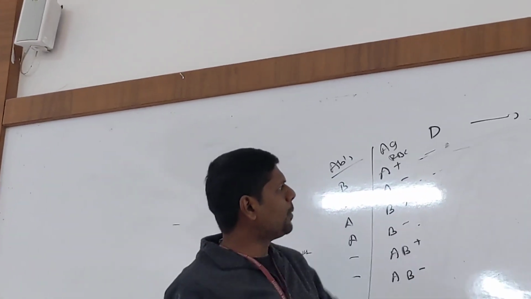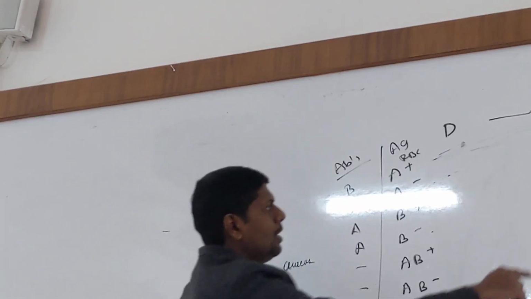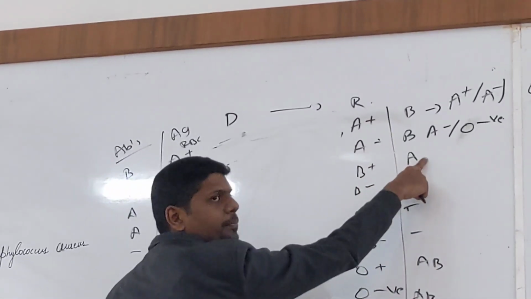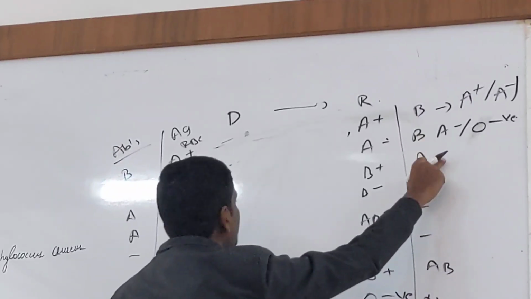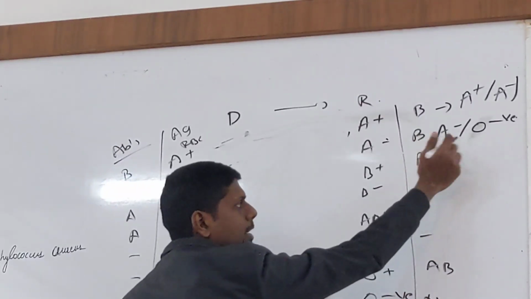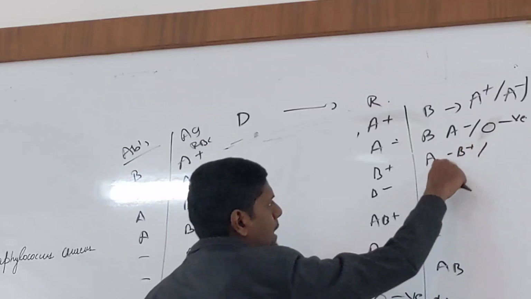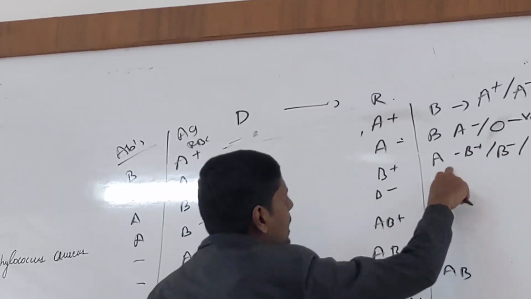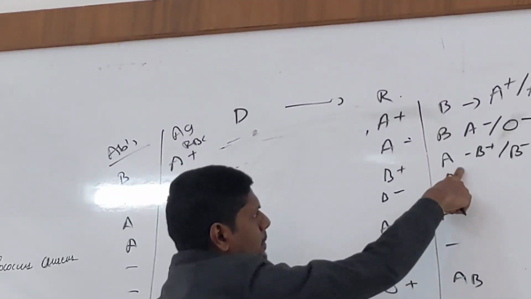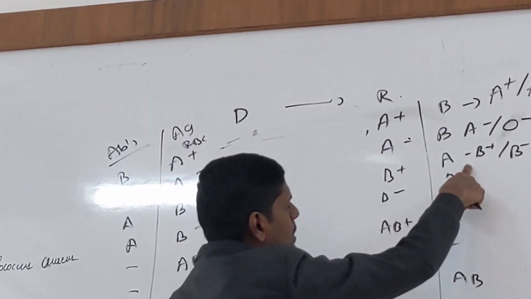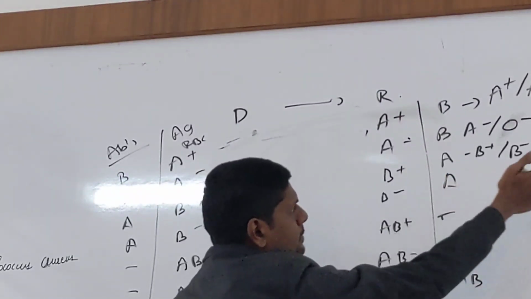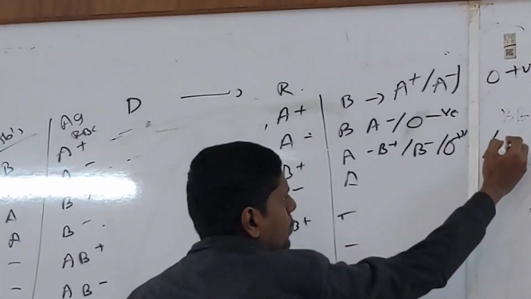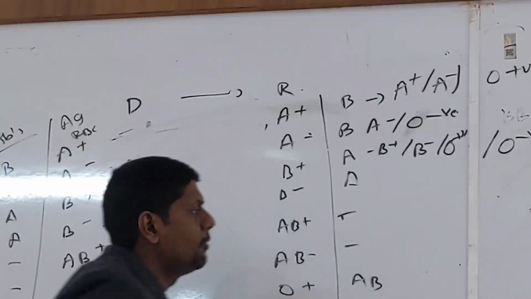Then B positive. What blood can he receive? B positive person. Can he receive A positive blood? No, sir. Can he receive A negative? No, sir. B positive? Yes, sir. He can receive B positive. Can he receive B negative? Yes, sir. Yes, B negative he can take. Can he take AB positive? No, sir. AB negative? No, sir. O positive? Yes, sir. He can take O positive. Then can he take O negative? Yes, sir. He can. That we understood.